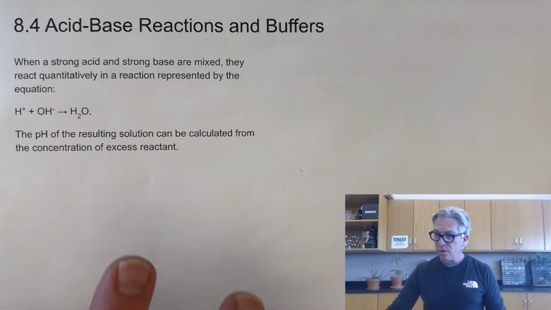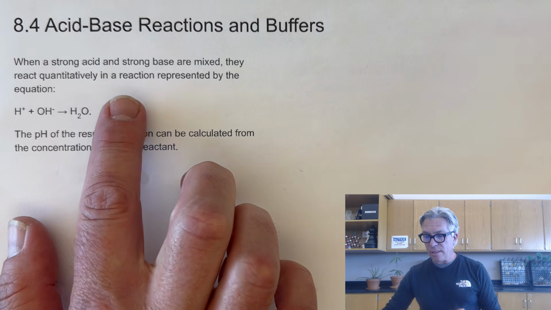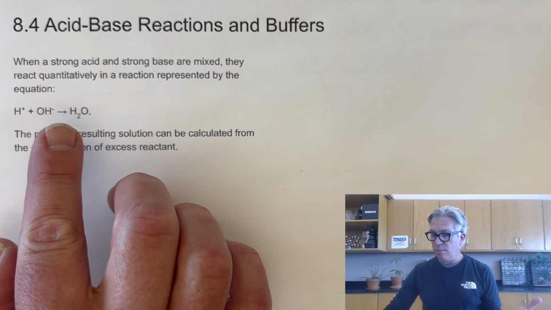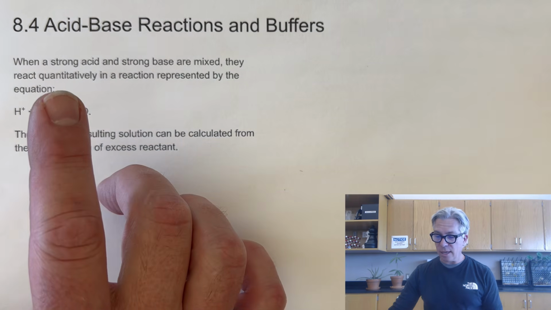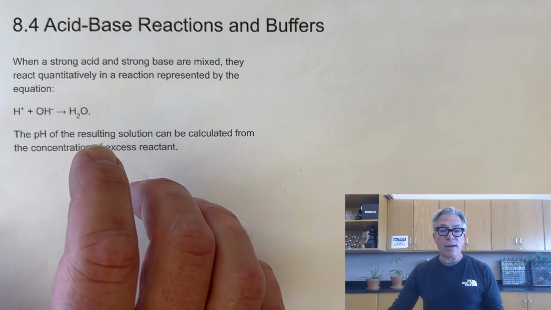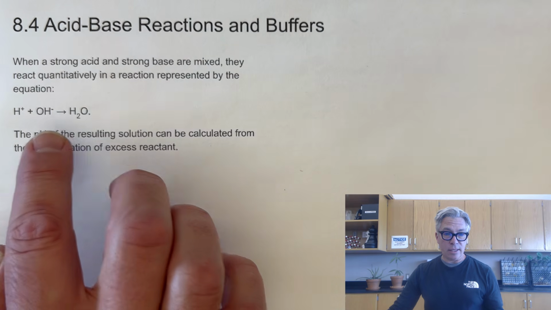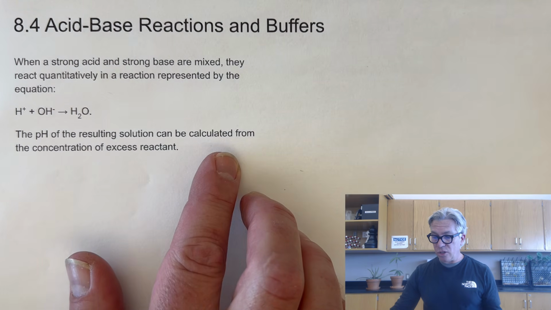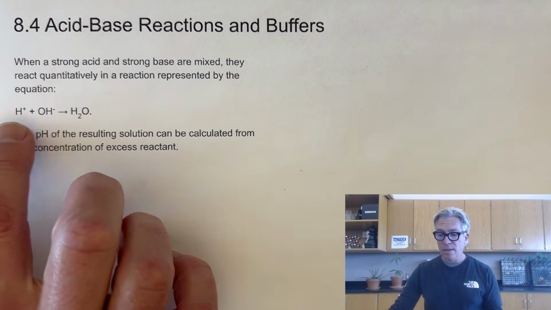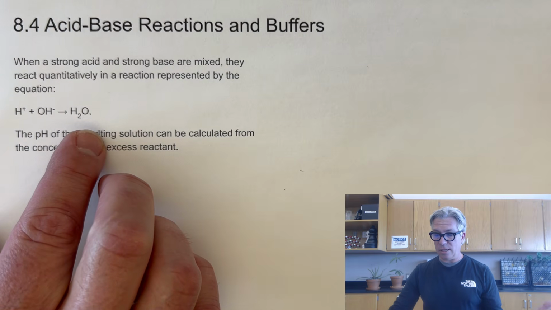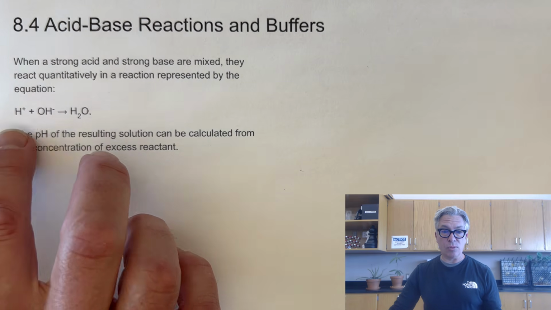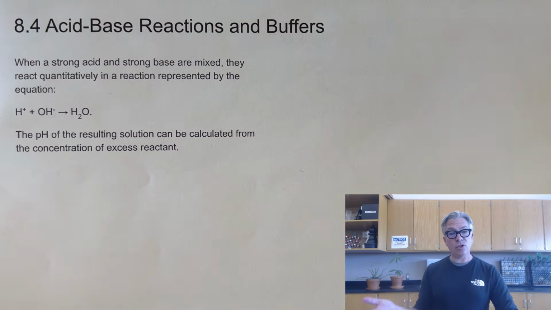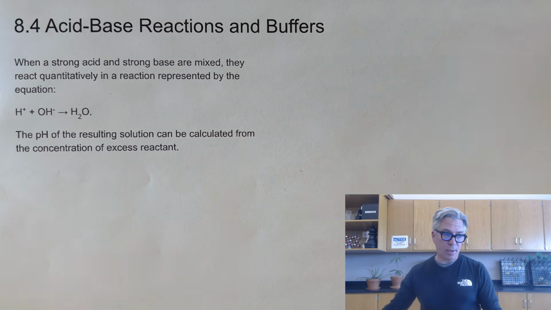When a strong acid and strong base are mixed, they react quantitatively in a reaction represented by the equation H+ plus OH- makes water. The protons and the hydroxides have a party. They get together. They make a bunch of water molecules. The remaining ions are spectators, and that's your net ionic equation. The pH of the resulting solution can simply be calculated by the concentration of whichever one of those is left over. They'll annihilate each other as much as they possibly can, leaving behind one or more of the others, and you just find out how much it is and take the negative log of it to get the pH or the pOH, respectively.